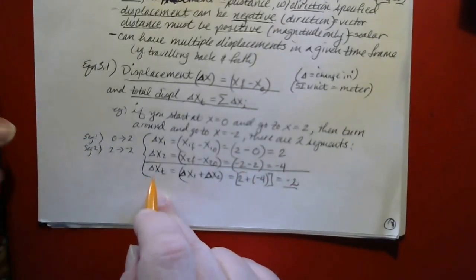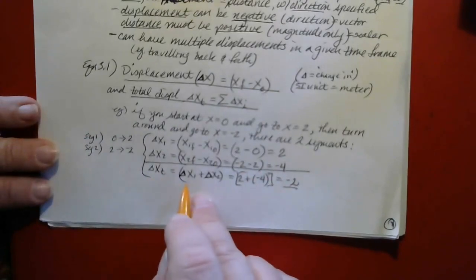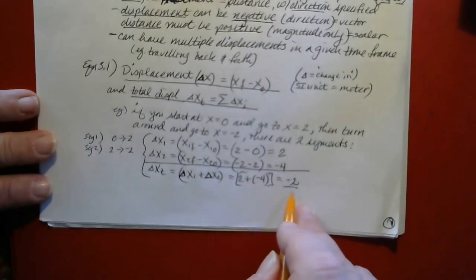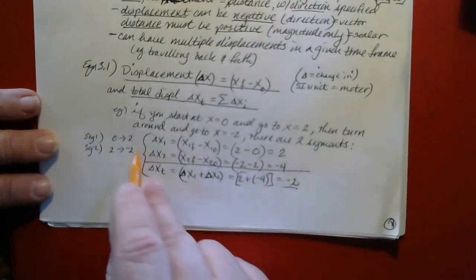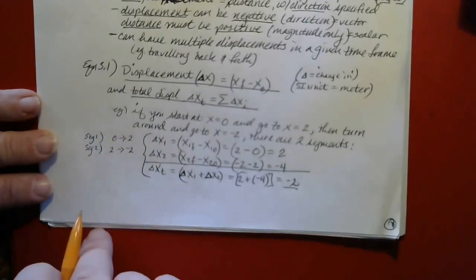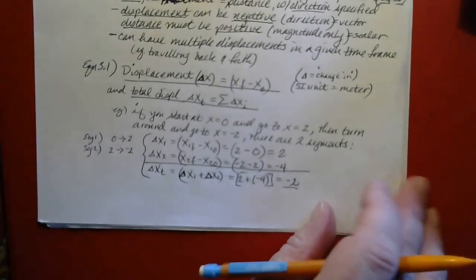And so the total displacement is going to be just the first displacement plus the second. That's 2 plus negative 4, which is negative 2. Because you end up at negative 2 and you started at 0, so the overall displacement is minus 2. Okay.